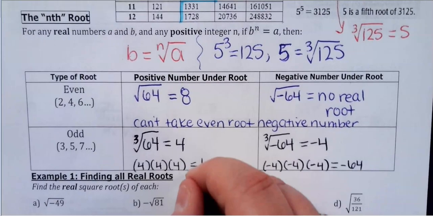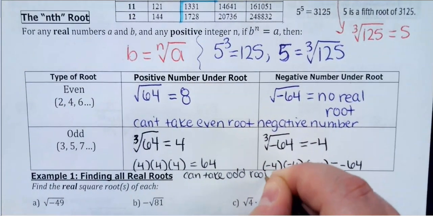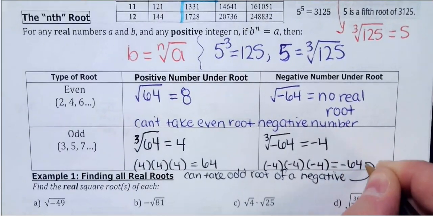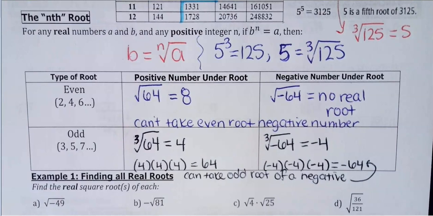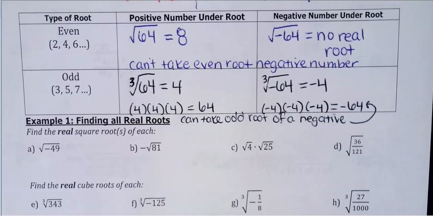So you can take the odd root of a negative. The answer is just going to be negative. It's just that little example right there. So you can't take the even root of a negative number, but you can take the odd root of a negative number and get a real answer. All right, so any of these questions, if it's an even root and you're trying to work with a negative under that root, then you just say no real solution, or I can't do it, or whatever you want to write down. Just don't write me a number. And then if it's odd, you can do that for a negative.